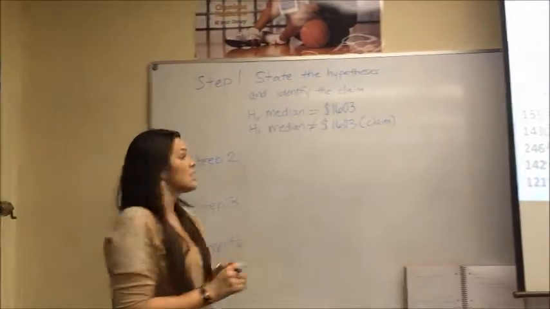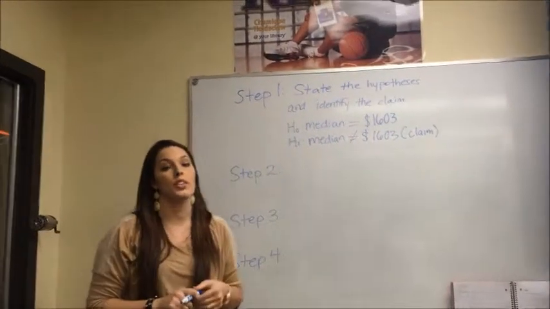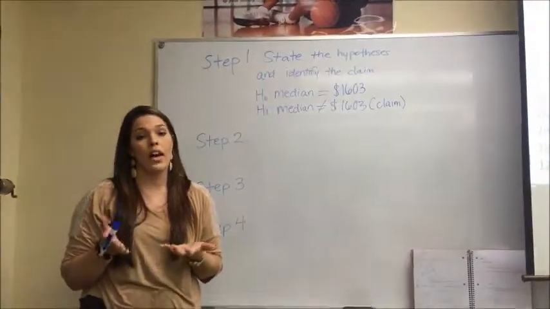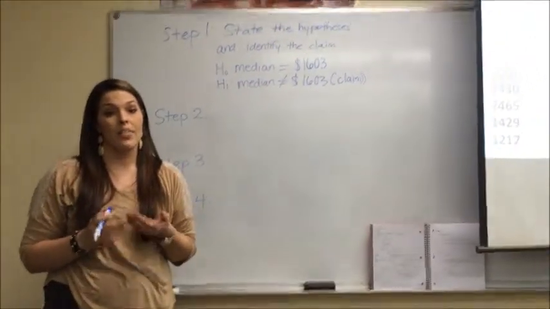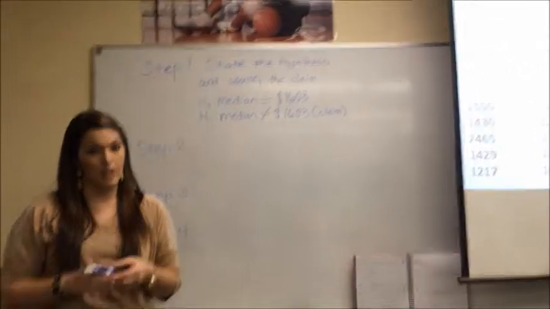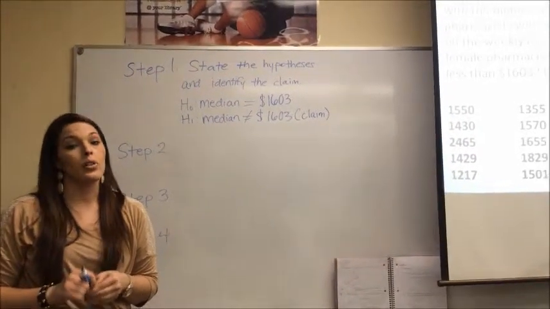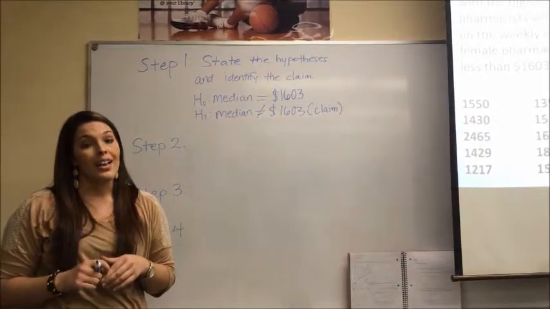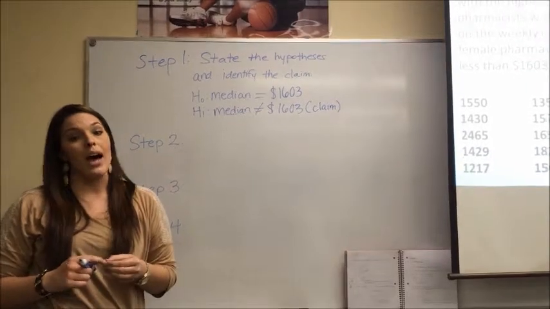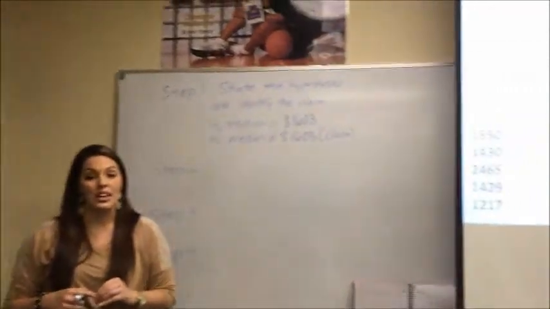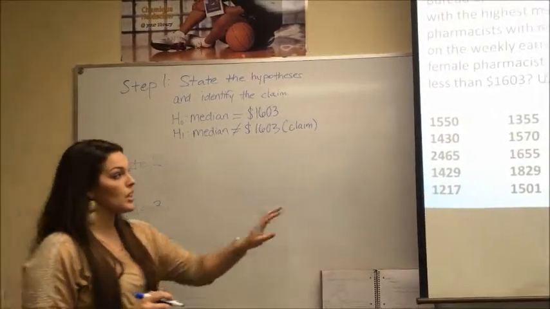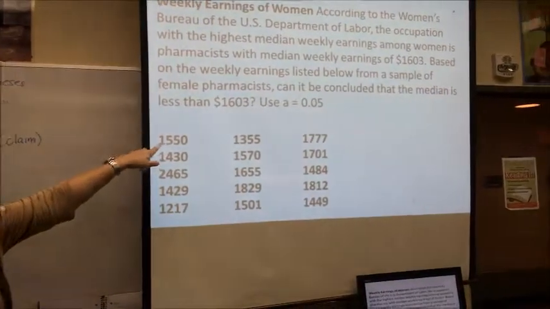Okay, now for step 2, we are going to find the critical value. Critical value is where you compare each value of the data with the median. If the value is greater than the median, replace the value with a plus sign. If it is less than the median, replace it with a minus sign. And if it is equal to the median, you replace it with a 0. So we're going to look at our table right here.